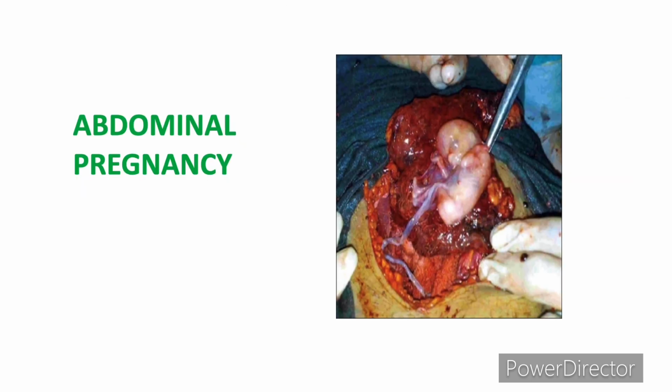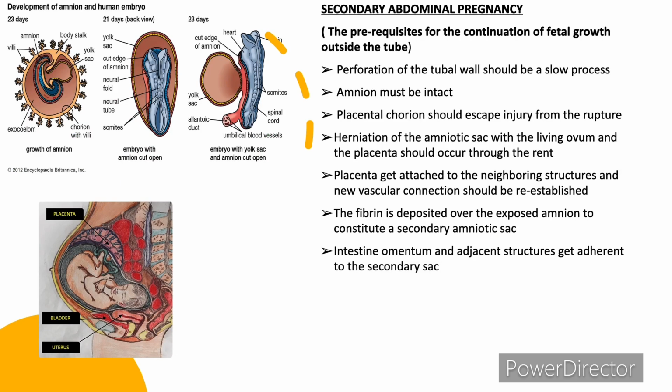Moving on to the next slide, we will have a discussion on abdominal pregnancy. So what is this abdominal pregnancy? Secondary abdominal pregnancy: there are certain prerequisites for the continuation of fetal growth outside the tube. So what are those prerequisites so that the pregnancy will be an abdominal pregnancy? The fetus will grow outside the tube. Perforation of the tubal wall should be a slow process. In that case, there are chances of abdominal pregnancy.